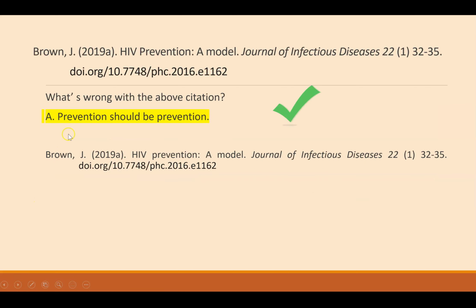If you chose A, prevention should have a lowercase p, that is correct. Here is the correct way to do the citation. Remember, the name of the article uses mostly lowercase letters.